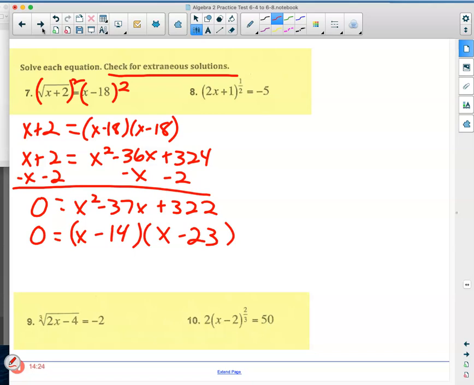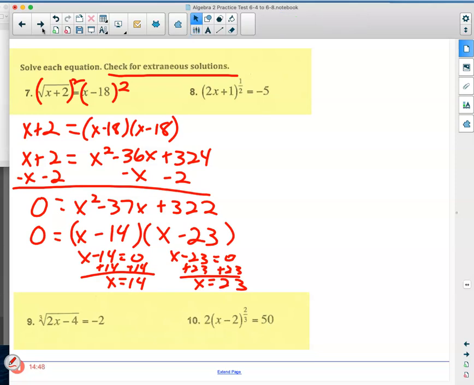So our two solutions are where x minus 14 equals 0, which you add 14 to both sides, and you have x equals 14. And x minus 23 equals 0, you add 23 to both sides, and x equals 23. Now, we have to check. We have to make sure that these are going to work.